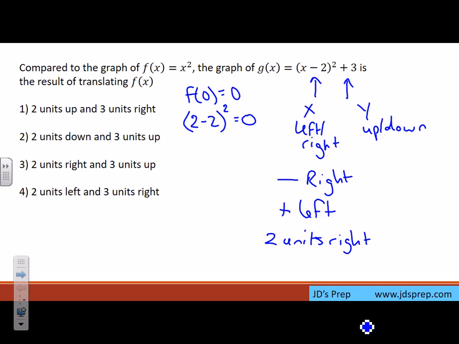On the other hand, the plus 3 on the outside is happening after the square is already done. So if we have a plus on the outside like we do here, that's going to take the output values and just increase them further, moving us up. Whereas if we have a minus on the outside, after we've computed the square, that's going to take the result and move them down by subtracting values. So putting that together, the plus 3 on the outside is telling us that we are moving 3 units up.